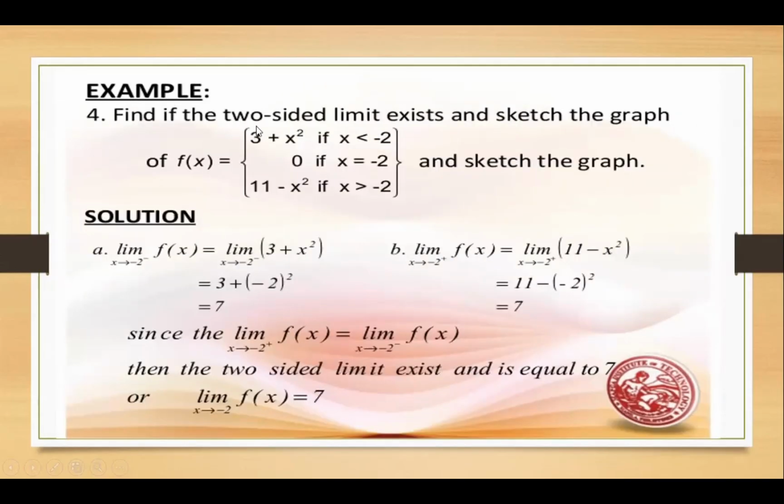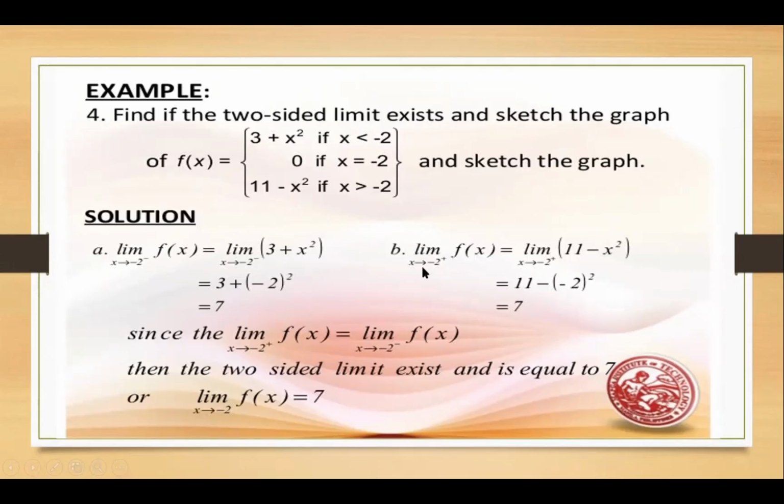Another example, find the two-sided limit if it exists and sketch the graph. We have f of x equal to 3 plus x squared if x is less than -2, 0 if x equals -2, and 11 minus x squared if x is greater than -2. When you evaluate the limit of f of x as x approaches -2 from the left, it is the limit of 3 plus x squared as x approaches -2 from the left. So 3 plus -2 squared, we have 7.